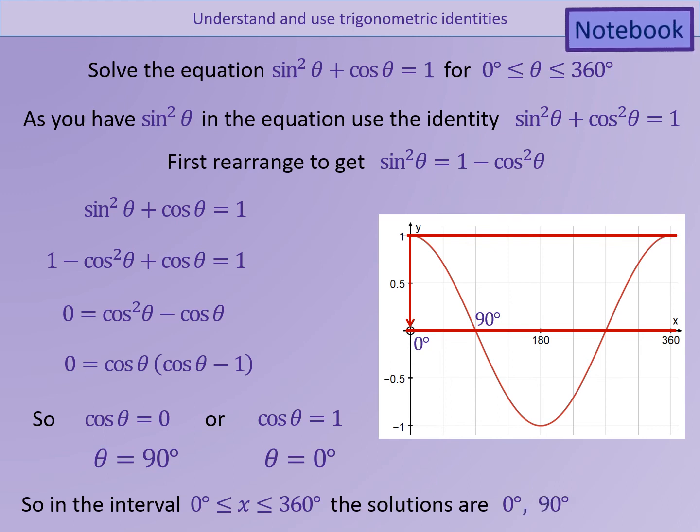So 0 and 90 are my two principal values for cos theta equals 1 and cos theta equals 0. And then I get my third solution by looking at the symmetry of cosine in relation to the 90 degrees. That gives me 270. And then my final answer will be 360, based again on the symmetry of the cosine curve in relation to the 0 that I found for cosine theta equals 1. So 4 solutions altogether.